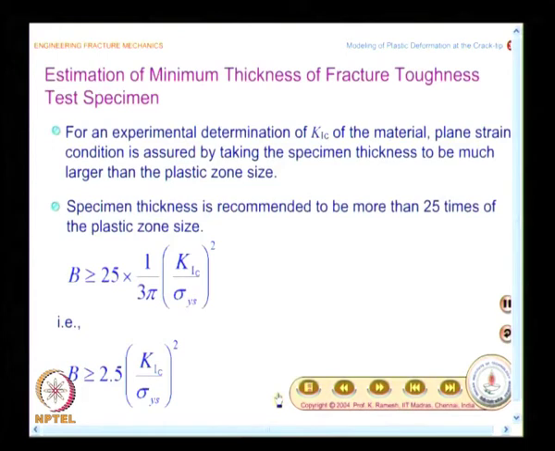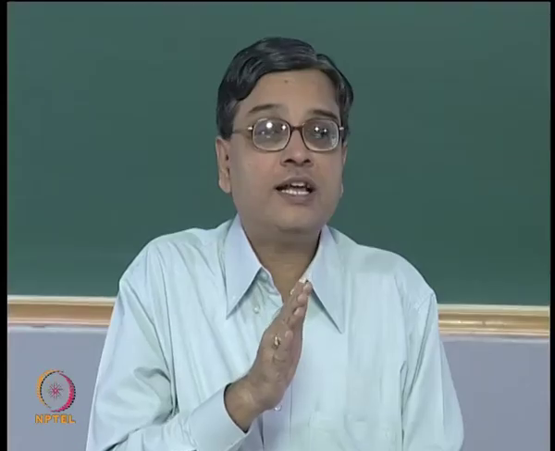How have we utilized the plastic zone length? In plane strain situation, Irwin has obtained the plastic zone length as 1 by 3 pi multiplied by (K1C divided by sigma ys) whole square, and based on experimental observation, people found that the specimen thickness should be at least 25 times this plastic zone size. So, when you multiply 25 into 1 by 3 pi, this has been approximated as 2.5 times (K1C divided by sigma ys) whole square. So, you determine the thickness B based on the plastic zone length.